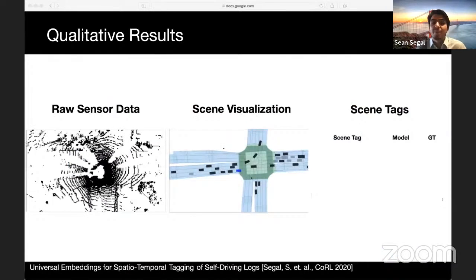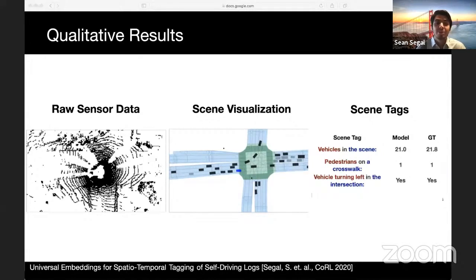Let's move on to some examples of qualitative scene tags produced by our model, given only the raw sensor data shown on the left and the HD maps, not the extra bounding boxes shown for visualization purposes only. Tag 1, vehicles in the scene. Our model, 21, ground truth, 21.8. Pedestrians on a crosswalk, both our model and the ground truth tag 1. Vehicle turning left in the intersection, both our model and the ground truth tag yes. Maximum vehicle speed in front of the SDV, both our model and the ground truth 10.9 meters per second.